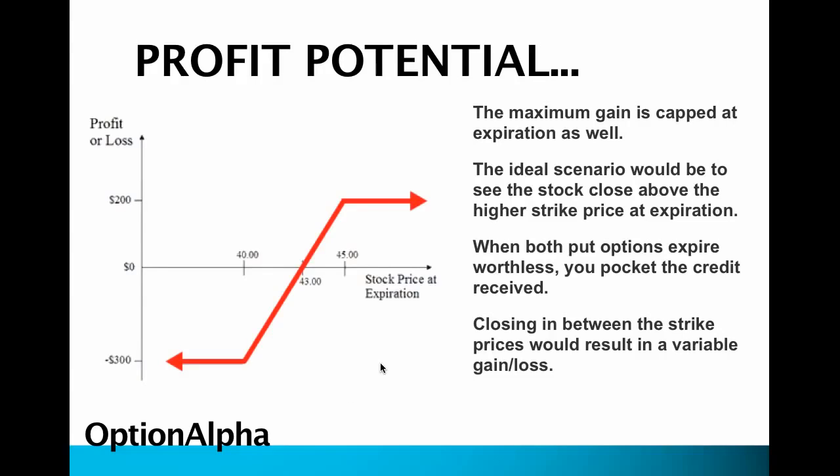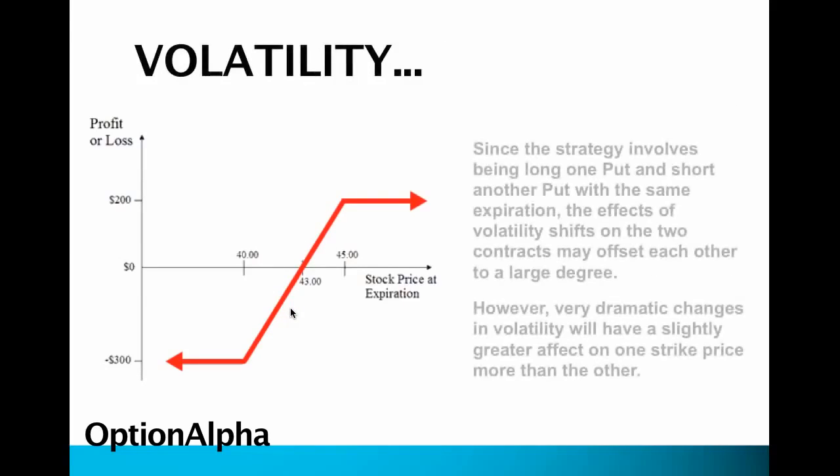So with a credit spread, or any option strategy where you receive a credit initially, you do want all of those options to ideally expire worthless, in which case you keep 100% of that credit. Closing between the strikes, though, results in variable gains or losses. So if we close anywhere along this diagonal line here, you could have a loss or you could have a small gain, either one.